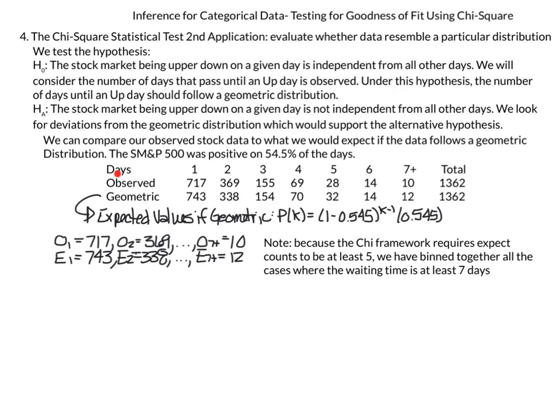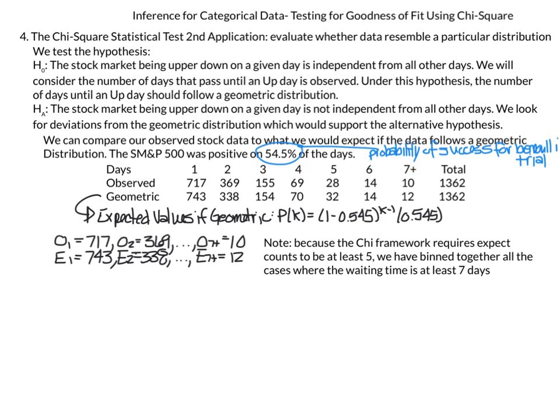I moved that last chart up to give us more space. So here's our last chart again. And the S&P 500 was positive on 54.5% of the days. So if we consider each day a Bernoulli trial, where a success is that the stock market is positive, then our probability of success is 54.5%. So I've made that note here. We're looking at the number of days until there's an up day: 1, 2, 3, 4, 5, 6, 7.